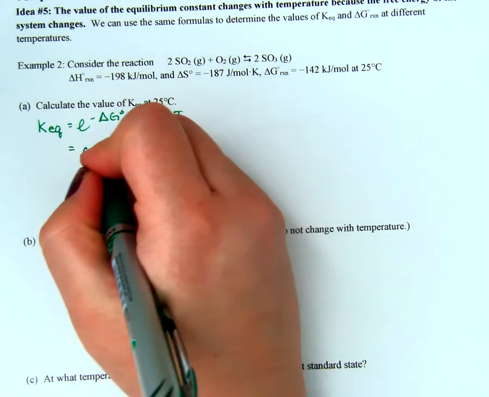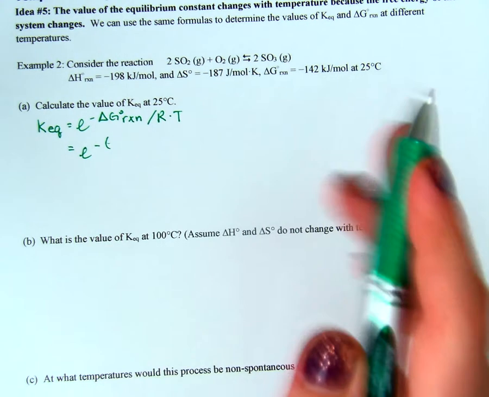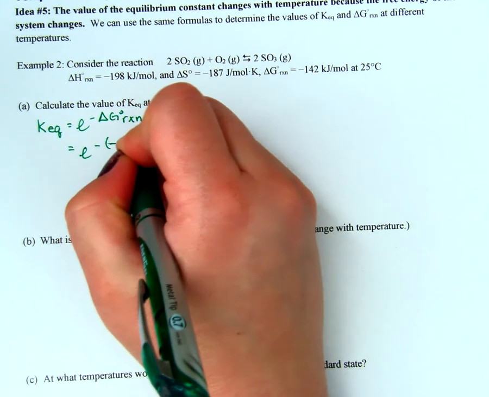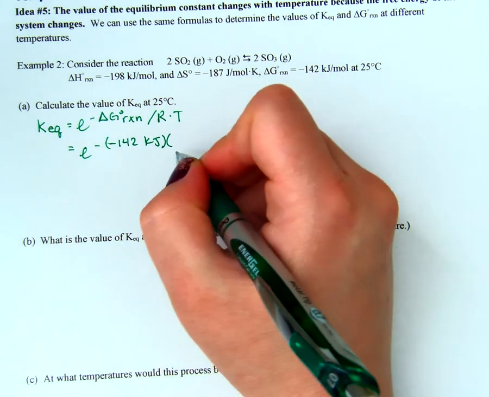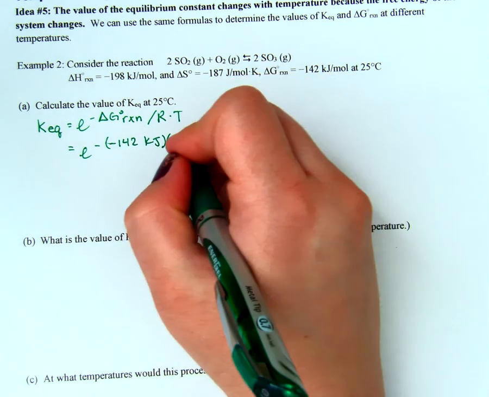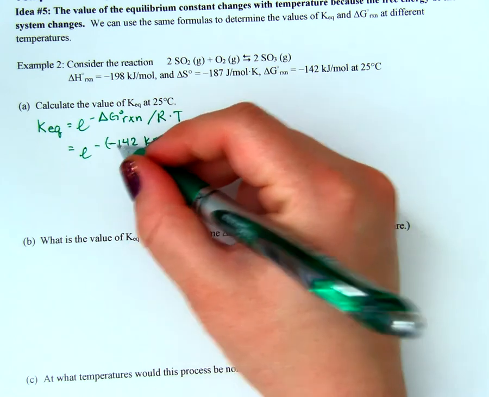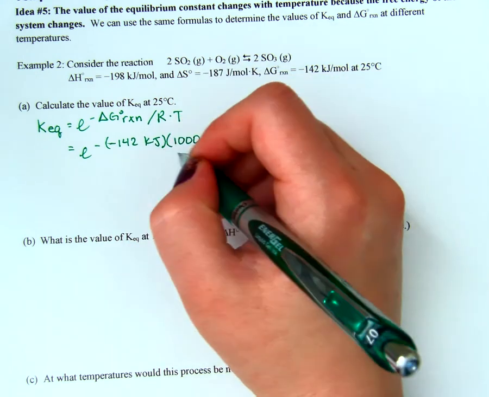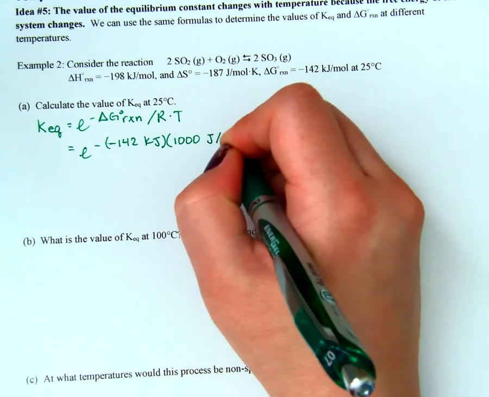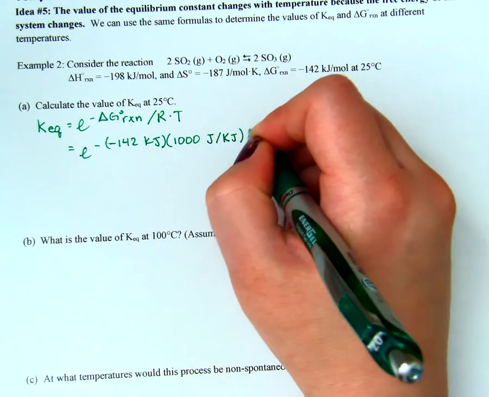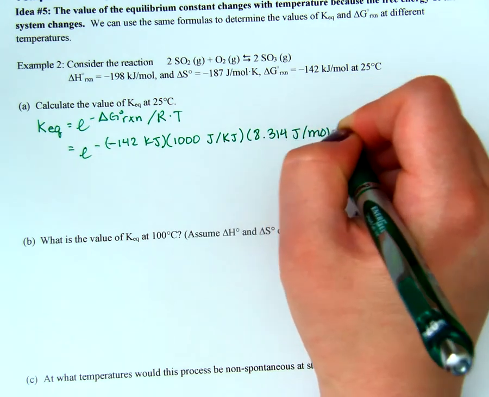So E to the negative, and then my delta G reaction is given to me up at the top right here. So negative 142 kilojoules. And then I'm going to need to get into joules because I want to be able to cancel my units. So I'll just convert those right in line. You could, of course, just have put in 142,000 rather, joules per kilojoule, times 8.314 joules over moles times Kelvin.